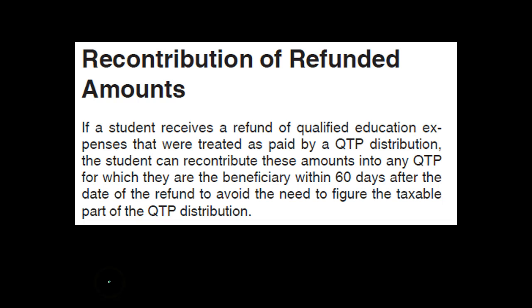So in other words, we can imagine a situation where the beneficiary is going to school, they take the money out of the QTP, they put it into the education expenses, and then they get a refund of those expenses for whatever reason. Maybe they didn't complete the course or they dropped out before the date, and got a refund of the expenses. Well, now you've got the money back because it was a refund. If they put the money back into the QTP within 60 days after the date of the refund, they can avoid the need to figure the taxable part of the distribution for that refunded amount.